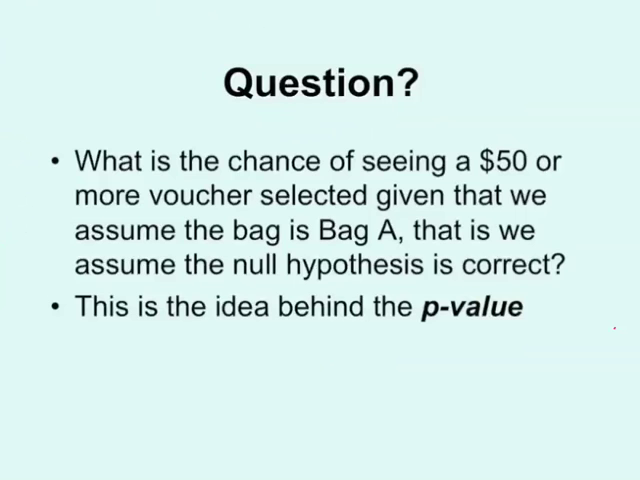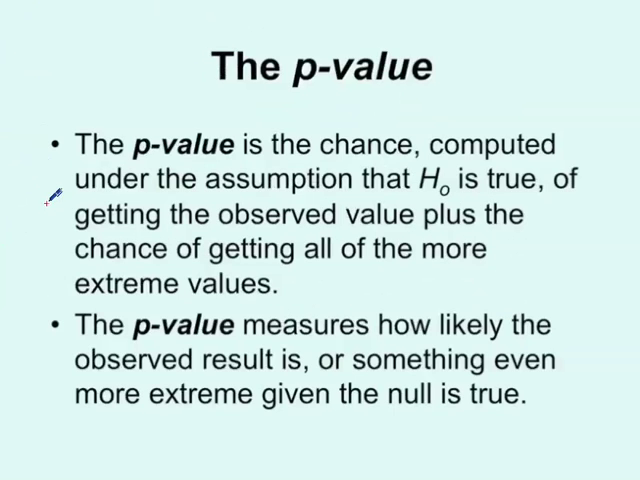All right? So, according to Martha and Brenda, the p-value is the chance computed under the assumption that the null is true of getting the observed value plus the chance of getting the more extreme values. So let's back up for a second and take a look at some of these words. Chance, what are we talking about there? That's, of course, a probability. So this is the probability, given the assumption that the null is true, of getting the observed value plus the chances of getting all the more extreme values.